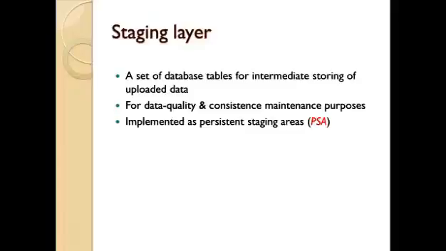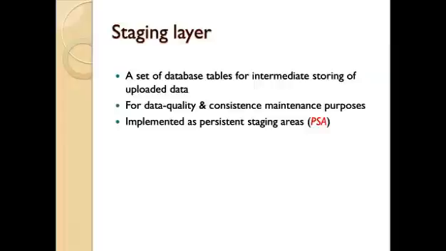So the first layer we've talked about so far is the ETL layer, the one that is concerned with basically getting data from outside into BW. Then the second layer is the staging layer, which is the area where data is first stored when data is loaded from outside. The staging layer basically is made of a set of database tables for intermediate storing of data.